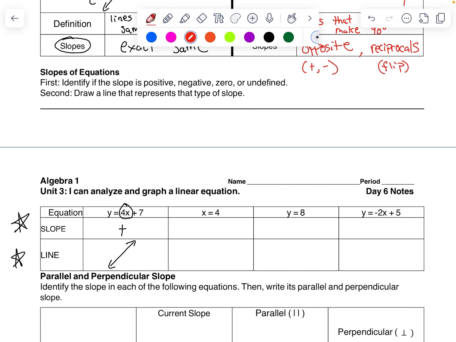Okay? Next one, I have x equals 4. Well, this one starts with an x. That automatically makes my slope undefined. And an undefined line is vertical, straight up and down.